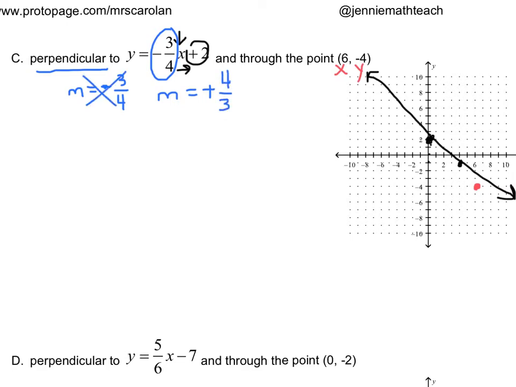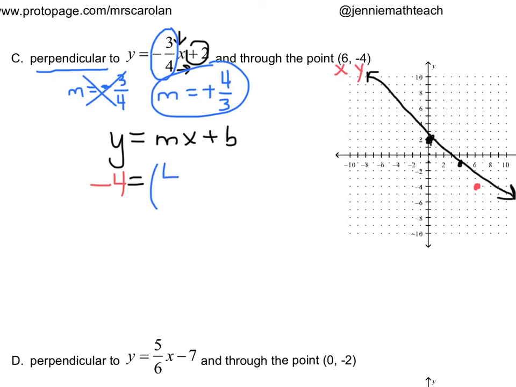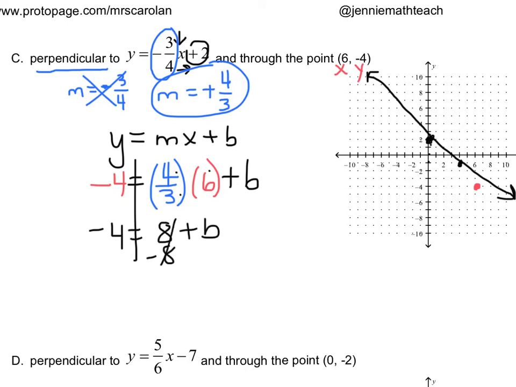So that's the old one. We're going to use this one. So we'll use that m, that x, and that y in the equation. So for y, we'll plug in -4. For m, we'll plug in our positive 4/3. For x, we'll plug in 6, and we'll solve it for b. So to multiply these two, 4 times 6 is 24, and 24 divided by 3 is 8. When we subtract 8 from both sides, we get -12 for b.